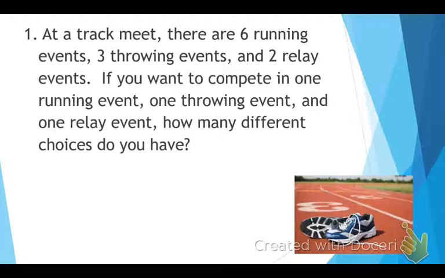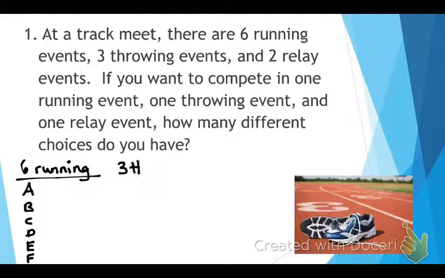First of all, how many running events did I say there were? 6 running events, okay? So I'm just going to put a variable with it. 6 running events, we'll say you could run A or B or C, D, E, or F. Those are all the 6 running events. Now the next thing, throwing events. How many throwing events were there? 3 throwing events. So these could be G, H, and I.